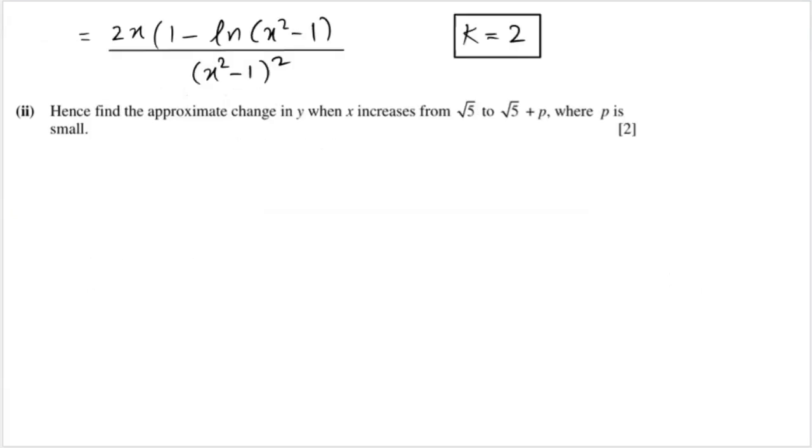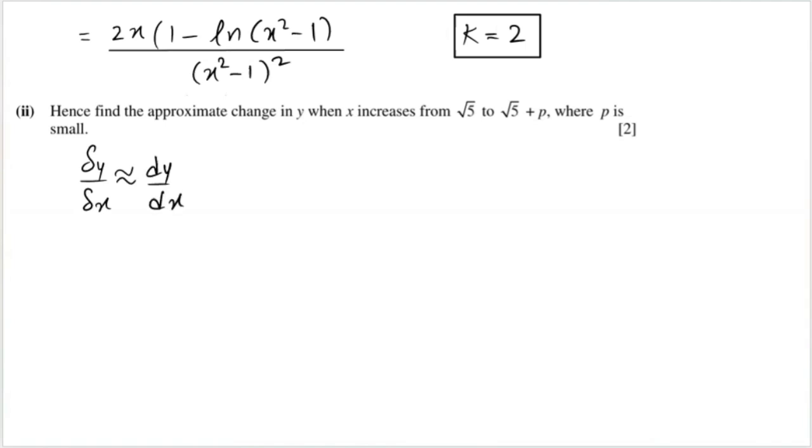Part 2. Hence find the approximate change in y when x changes from root 5 to root 5 plus p, where p is small. So now we need to remember the small change approximation or the equation. So this goes like delta y over delta x is approximately dy over dx.